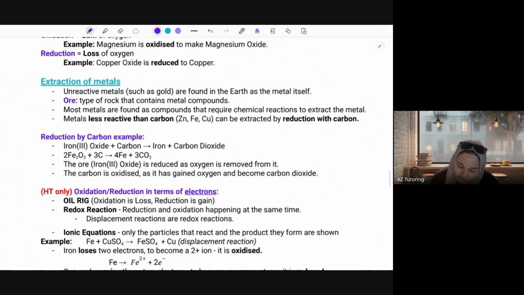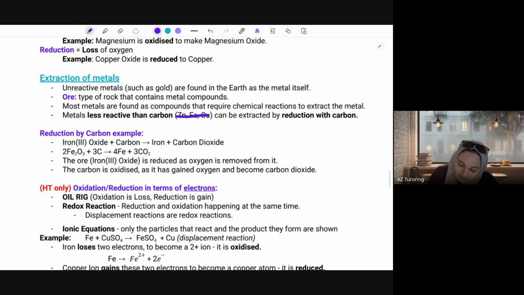Okay. Metals less reactive than carbon, as we've just said, zinc, iron, and copper, can be extracted with reduction by carbon. Anything that's more reactive than carbon, we have to remove using electrolysis. So here's an example. We've got iron oxide plus carbon gives you the iron.